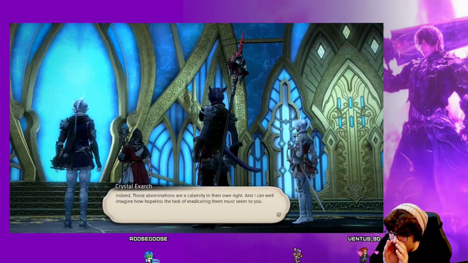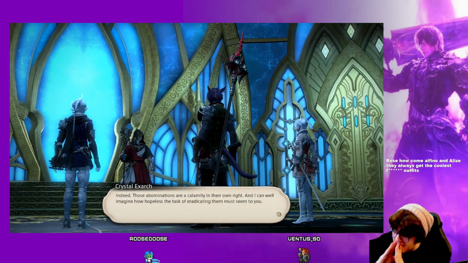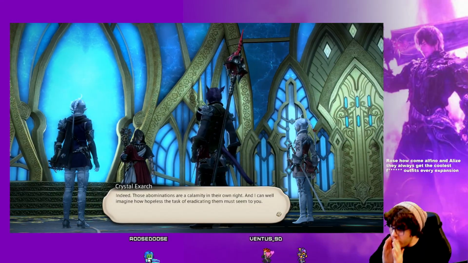Rose, how come Alphinaud and Alisaie always get the coolest outfits every expansion? I want to look that fashionable.